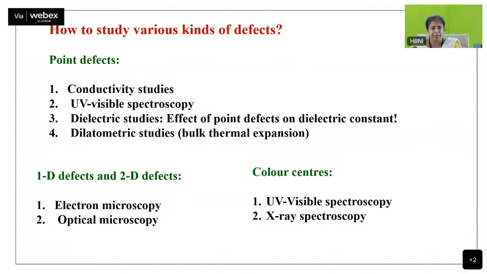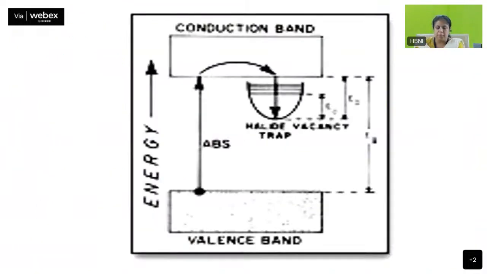So how do you study the defects? Okay. Suppose I want you to understand what the defects are, what is the concentration of the defect or whether the defect is present at all, qualitative and quantitative determination. Point defects can be studied by conductivity study. This we'll study in a little more detail. UV visible. Why UV visible? Because suppose this is your band gap, conduction band and valence band of the perfect crystal, if some defects are created, they create some kind of a trap here.